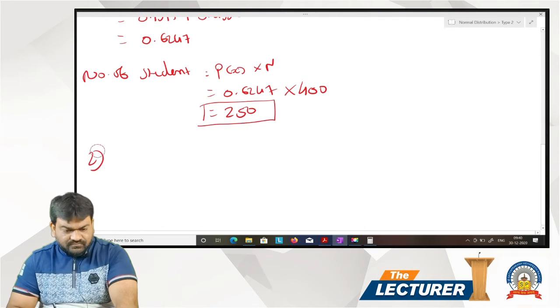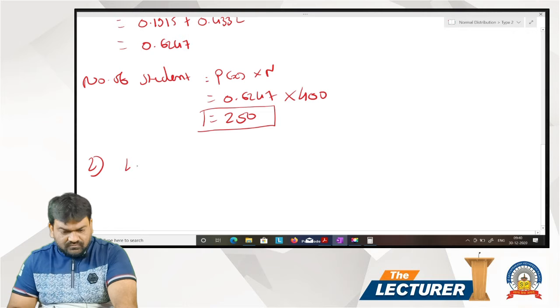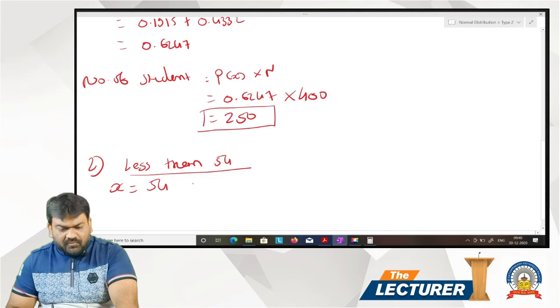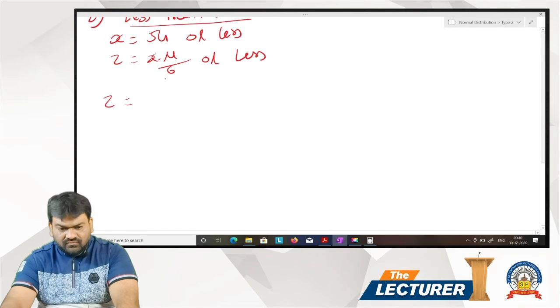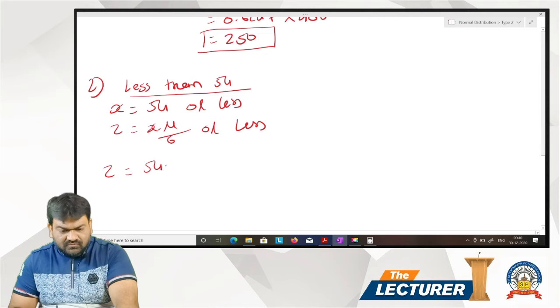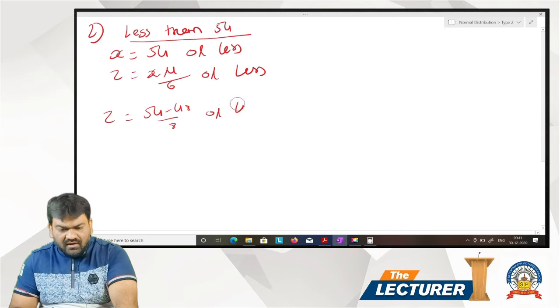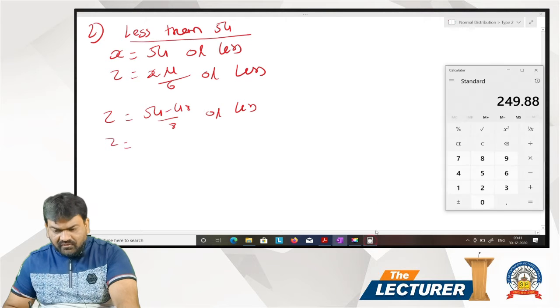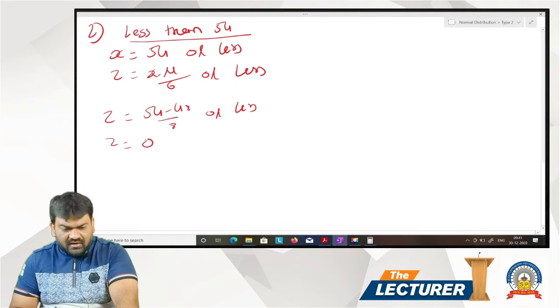Next, second one, less than 54. We have to find out the number. First, x is 54 or less, z is equal to x minus mu upon standard deviation. z is equal to 54 minus mu, mu is 48 and standard deviation 8. z is equal to 54 minus 48 by 8, 0.75 or less.